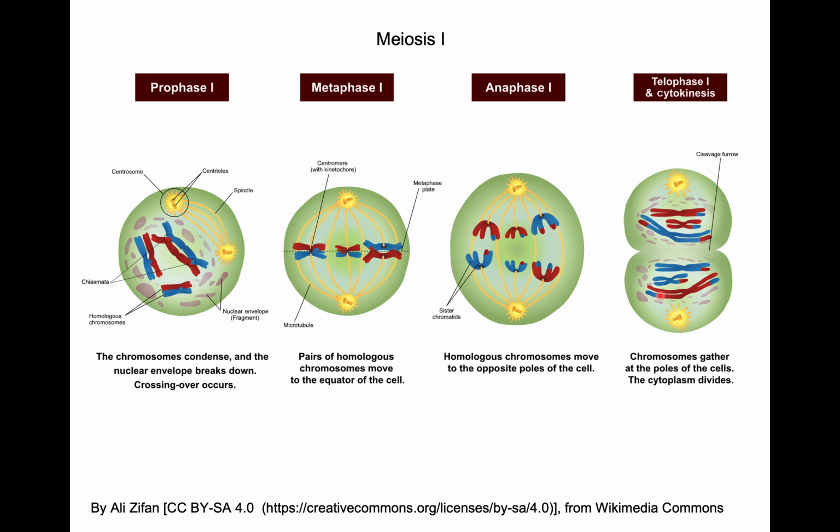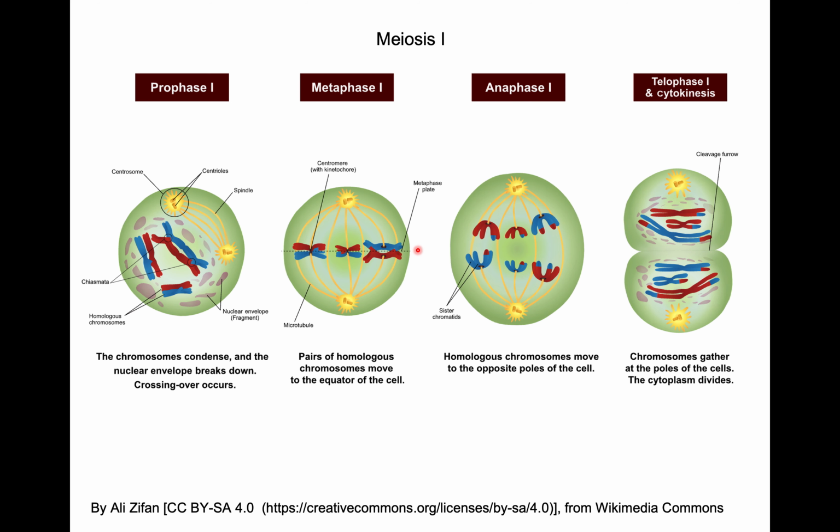Now, cells that are not diploid, or don't have an even number of homologous pairs, cannot undergo meiosis, because meiosis depends on homologous chromosomes pairing up during prophase 1 and also lining up together during metaphase 1. So that was meiosis 1.